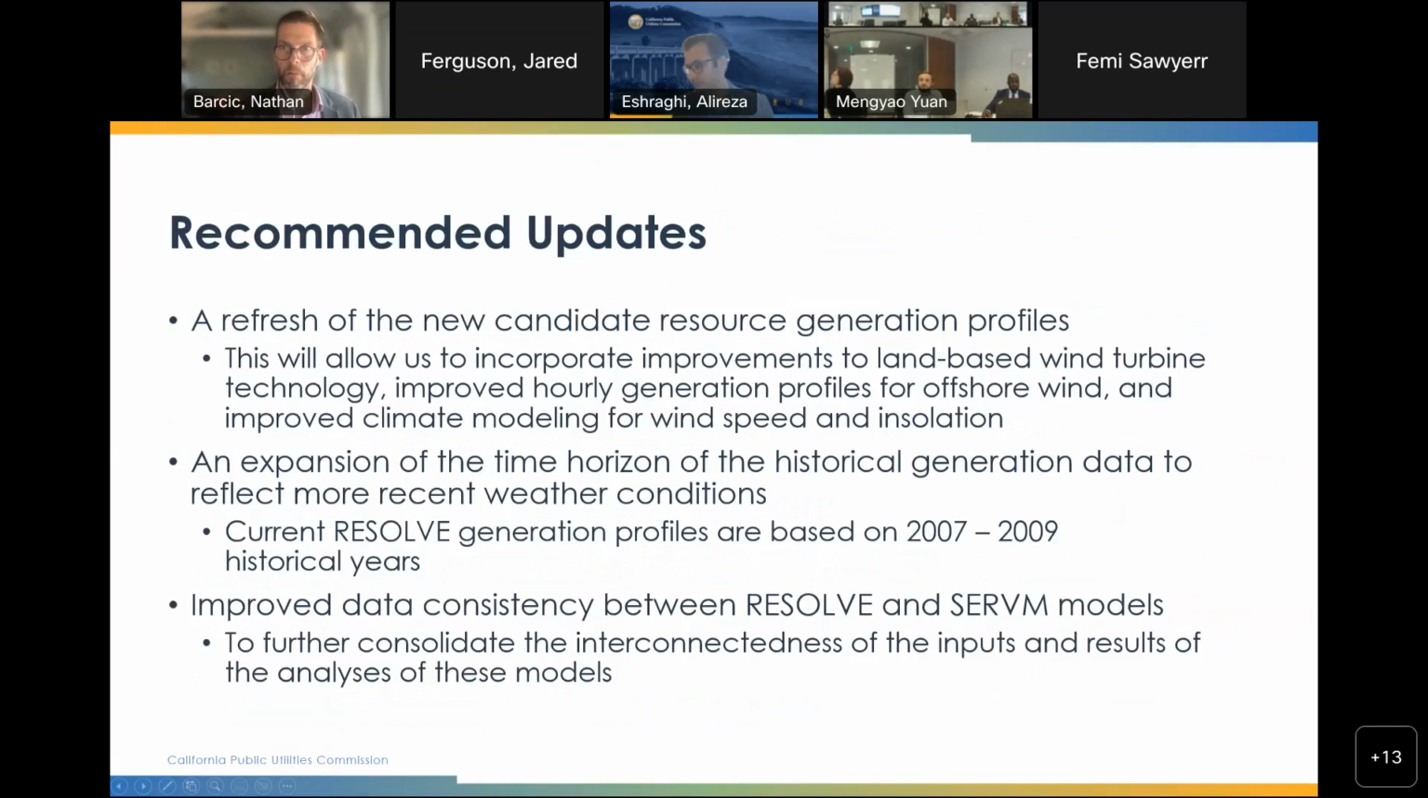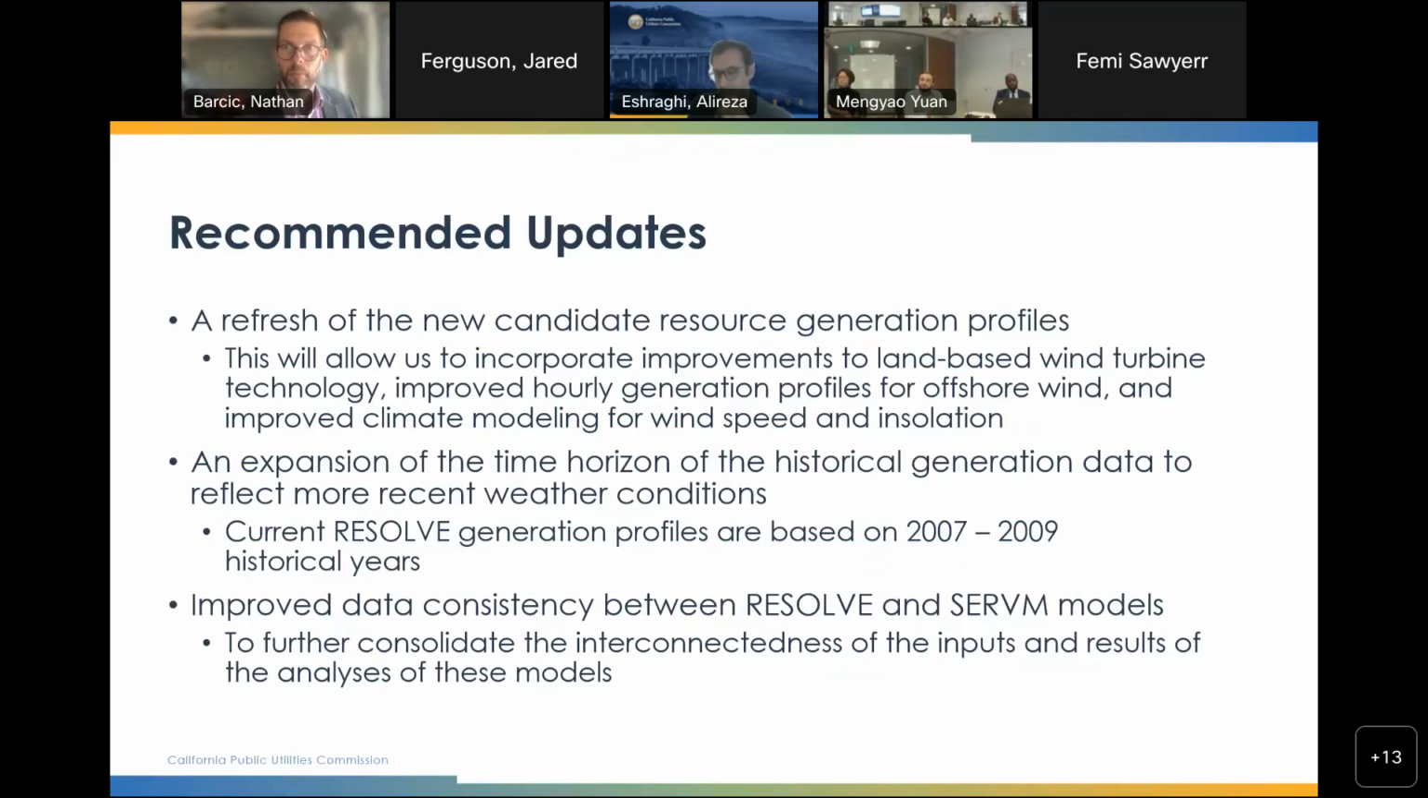So in terms of updates and recommendations for what we'll be doing in this next cycle, there's a goal to refresh the new candidate resource generation profiles. And since there's going to be a new set of land use screens produced, that will require us to go through the whole process again, where we'll take this new shapefile resulting from that work, scatter new sets of points and sample at each of them, and then create hourly generation profiles for wind and solar.